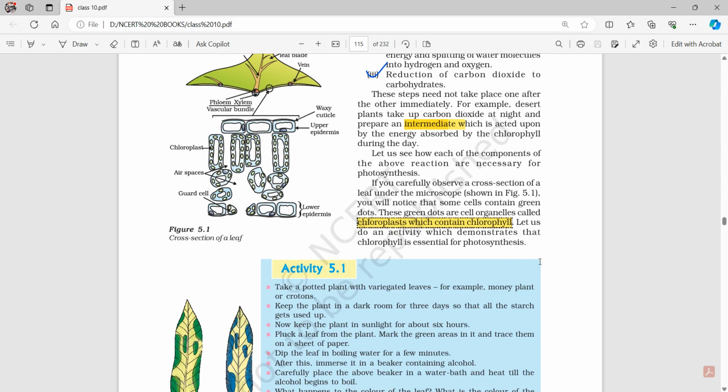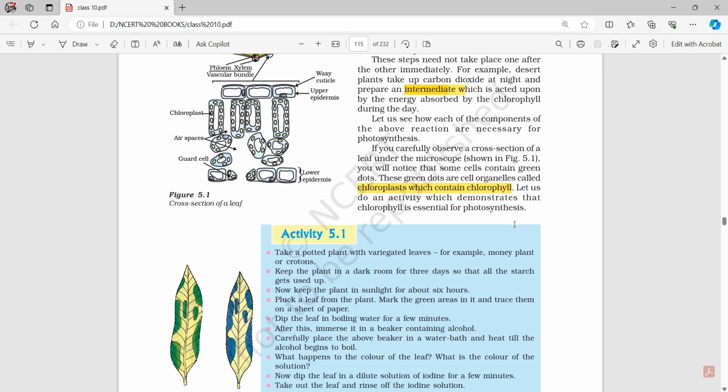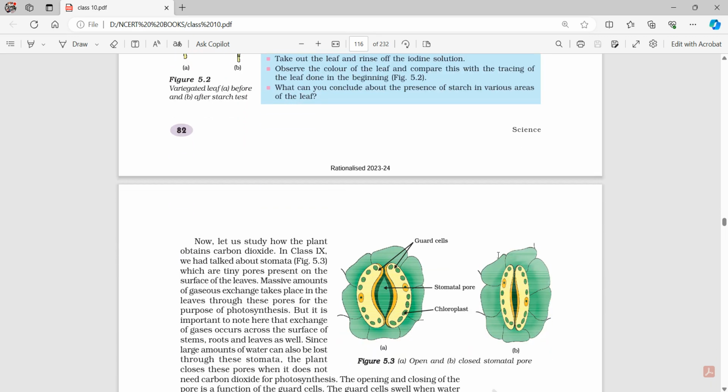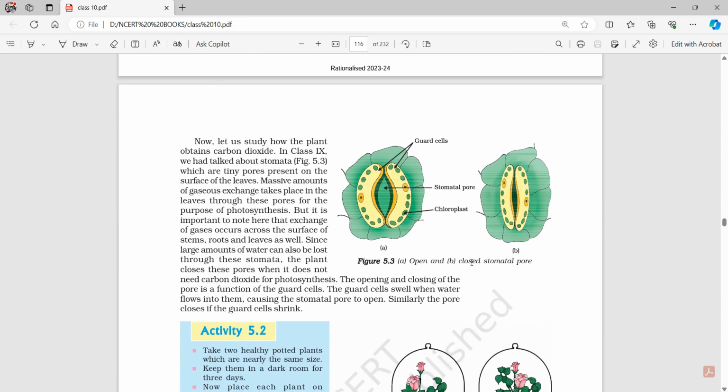If you carefully observe a cross section of a leaf under the microscope, shown in figure 5.1, you will notice that some cells contain green dots. These green dots are cell organelles called chloroplast, which contain chlorophyll. Let us do an activity which demonstrates that chlorophyll is essential for photosynthesis. Now, let us study how the plant obtains carbon dioxide.